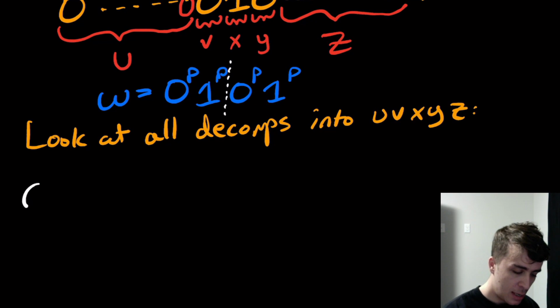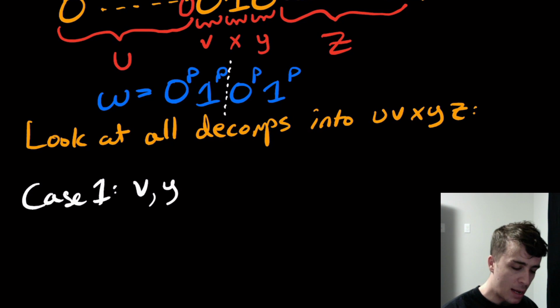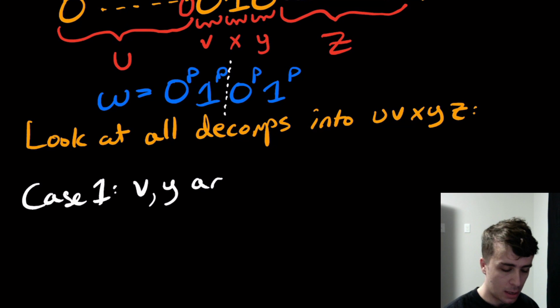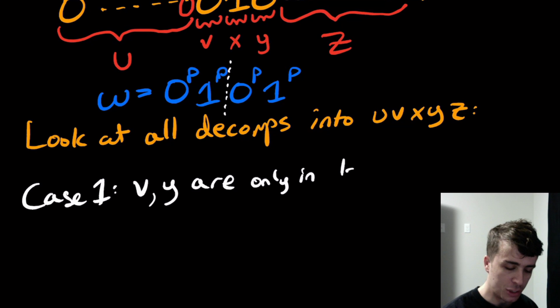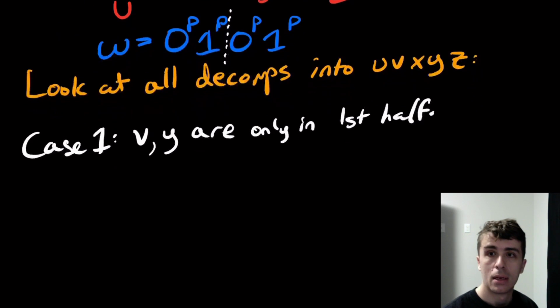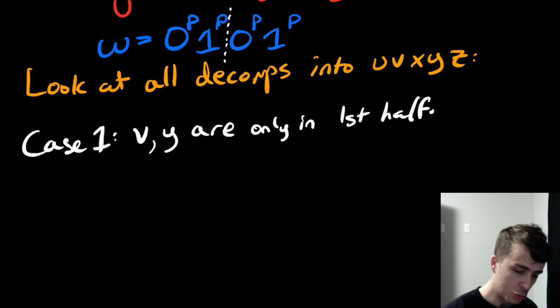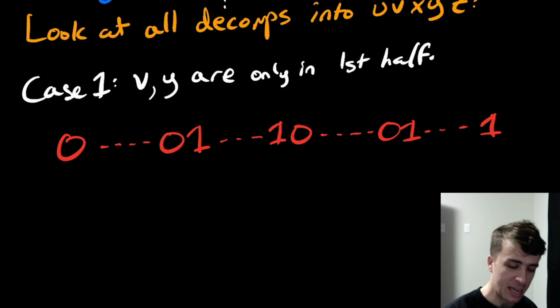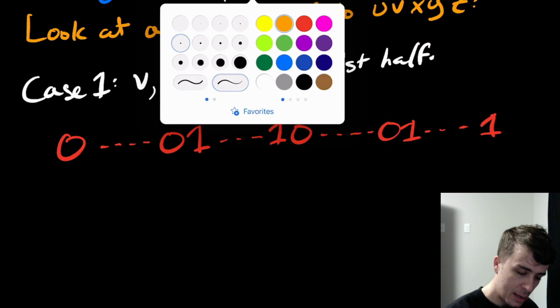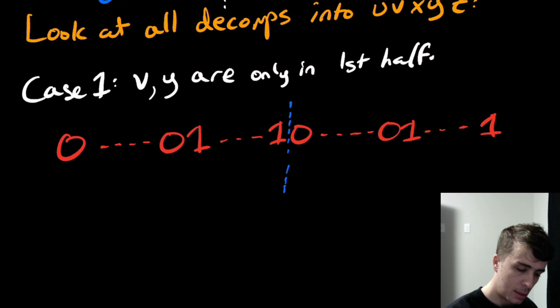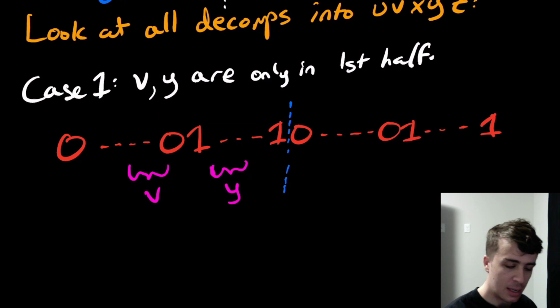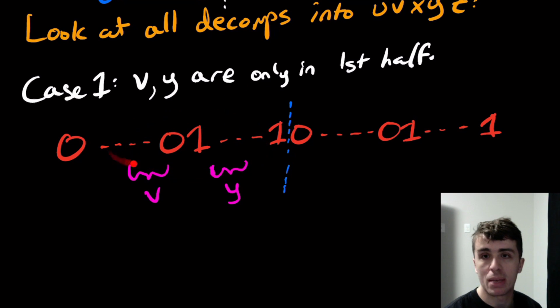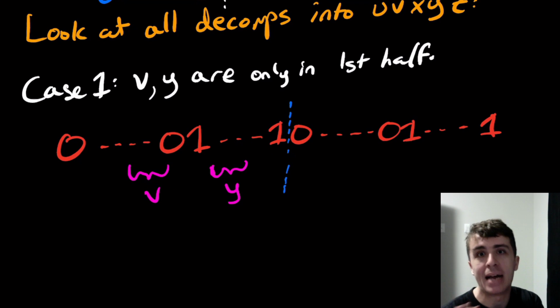So case 1 is that V and Y, actually I'm going to break it into 3 cases, are only in the first half. They're only over here. So let's try to visualize what this looks like. We have a bunch of zeros at the beginning, then a bunch of ones, then a bunch of zeros, which is starting the second half, and then the set of ones at the end. Here is the midpoint of the string, and V and Y are over here somewhere. Let's say V is here, Y is here. This case is telling me that it doesn't really matter where V and Y are, as long as they're entirely on one side.